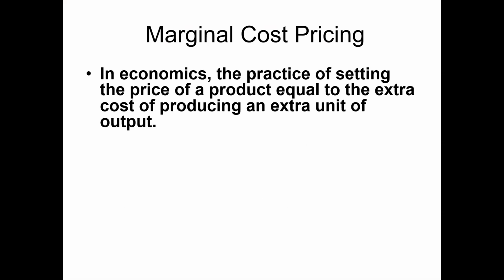The next pricing method is marginal cost pricing. Now, in economics, this is the practice of setting the price of a product equal to the extra cost of producing an extra unit of output, that is marginal cost, which we have studied. So, by this policy, a producer charges for each product sold only the addition to the total cost resulting from materials and direct labor, the variable cost. Businesses often set prices close to marginal cost during periods of poor sales.